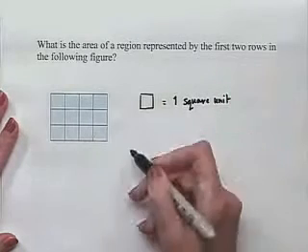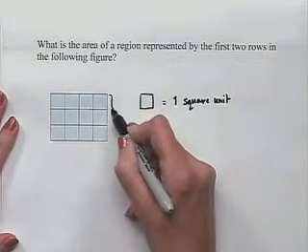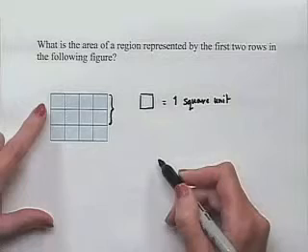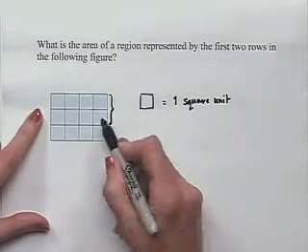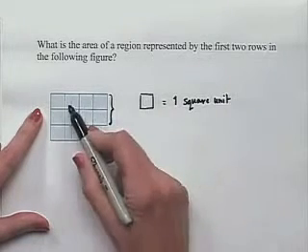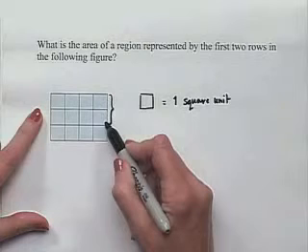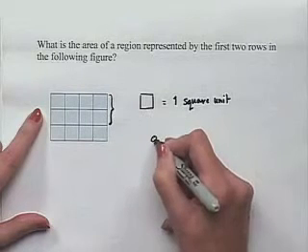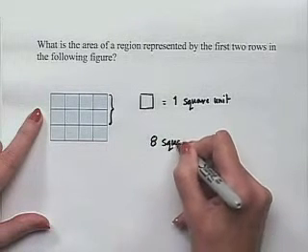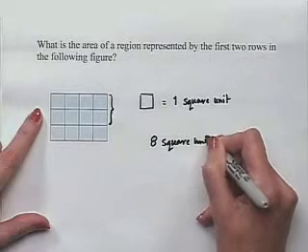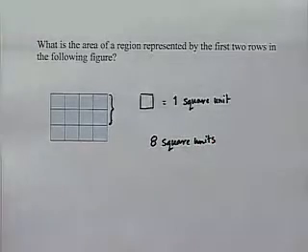And so if we're looking at the first two rows, we're just looking at the top two rows here. We could count 1, 2, 3, 4, 5, 6, 7, 8. We could also notice that there are 4 blocks per row times 2 rows, and the answer to this question would be 8 square units in the top 2 rows.